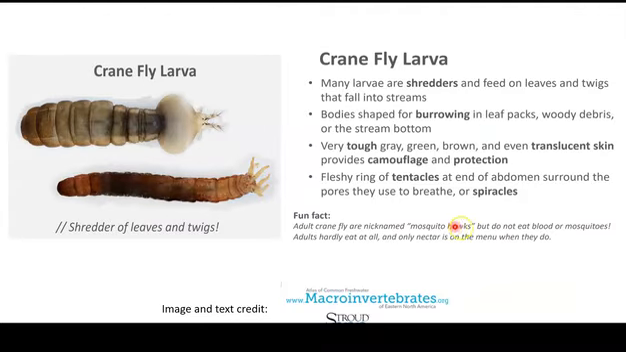Cranefly larvae are what we call shredders, and they feed on leaves and twigs that fall into the stream. Their bodies are shaped the way they are because it helps them to burrow into leaves and the stream bottom. And then there is that fleshy ring of tentacles at the end.